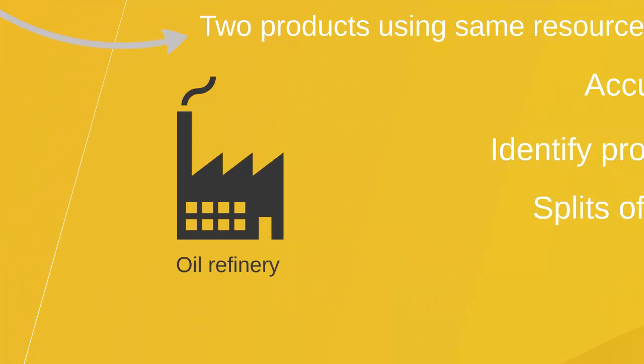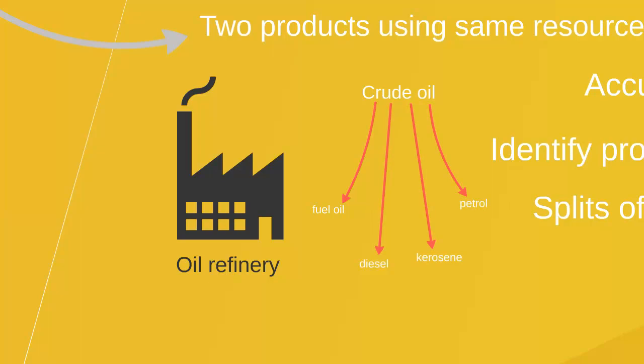So let's use an example of an oil refinery. Now, an oil refinery processes crude oil. Crude oil, of course, comes out of the ground, out of the sea, etc., or the seabed. And when you refine crude oil, you create fuel oil, you create diesel, you create kerosene, and you create petrol. Now, this is a great example because all four of these products have their own purpose, have their own value, yet they're all created by the exact same process, that is oil refining of crude oil.